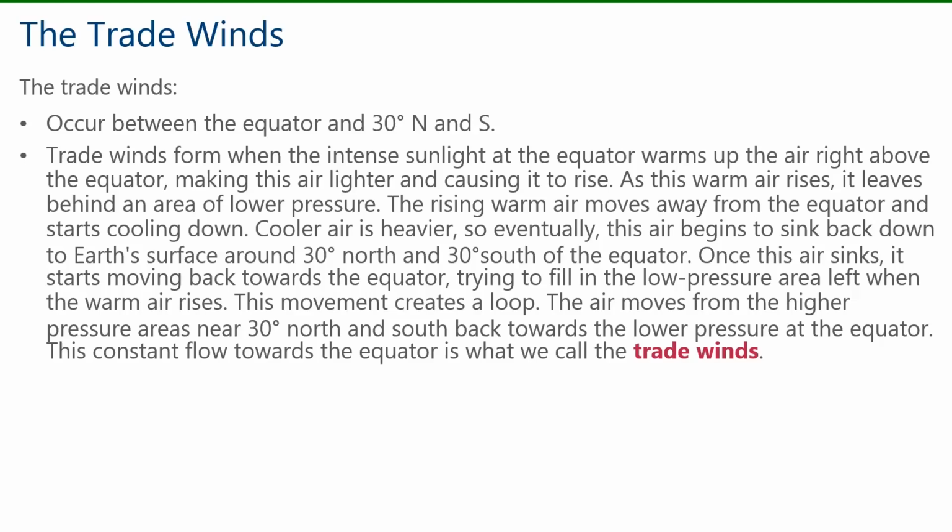Once this air sinks, it starts moving back towards the equator, trying to fill in the low pressure area left when the warm air rises. This movement creates a loop. The air moves from the higher pressure areas near 30 degrees north and south back towards the lower pressure at the equator. This constant flow towards the equator is what we call the trade winds. The trade winds are deflected west.